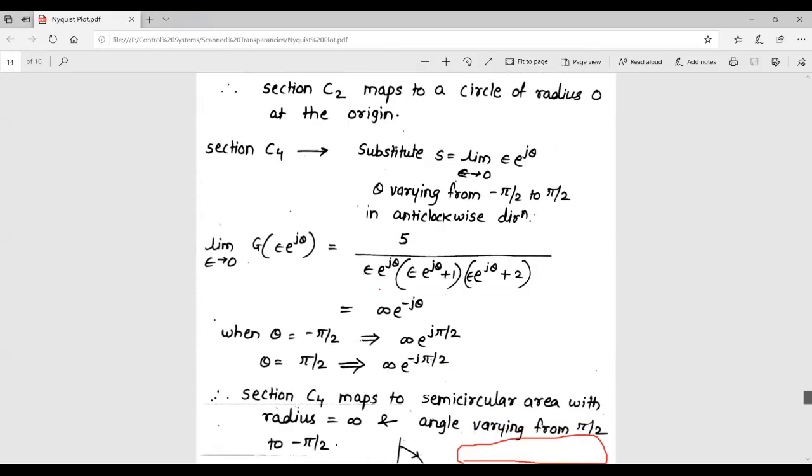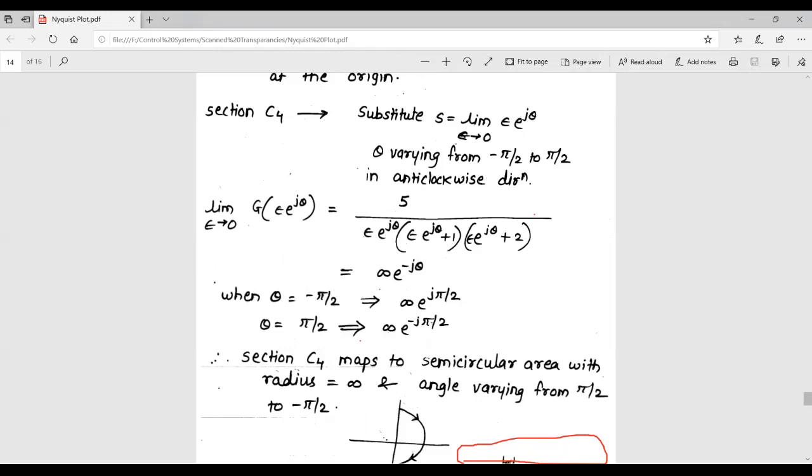Now similarly, section C4. Section C4 is the smaller semicircle where the radius is epsilon, which tends to 0. Again, substitute S is equal to epsilon e raised to j theta depending on the radius. After substituting, we get 5 upon epsilon e raised to j theta, then two different brackets after substitution, and then again we do the same thing. Again, the 5 upon epsilon, after taking these two common, again we get epsilon raised to 3, right?